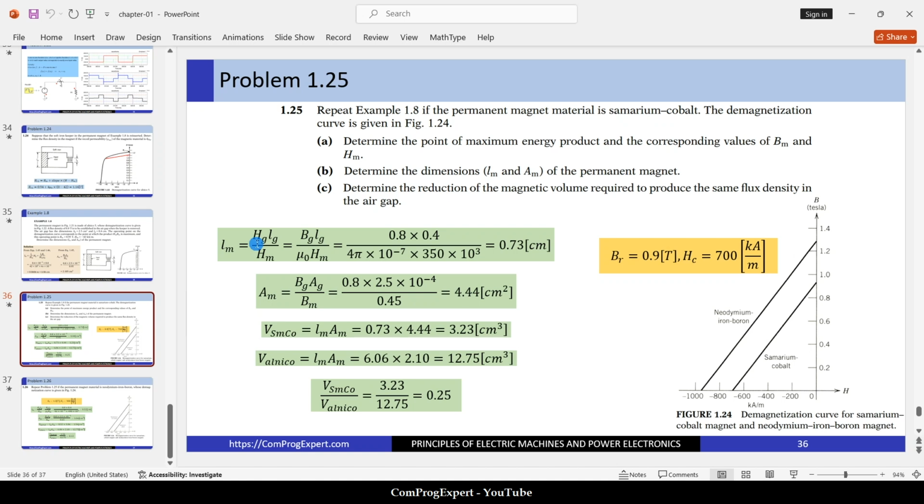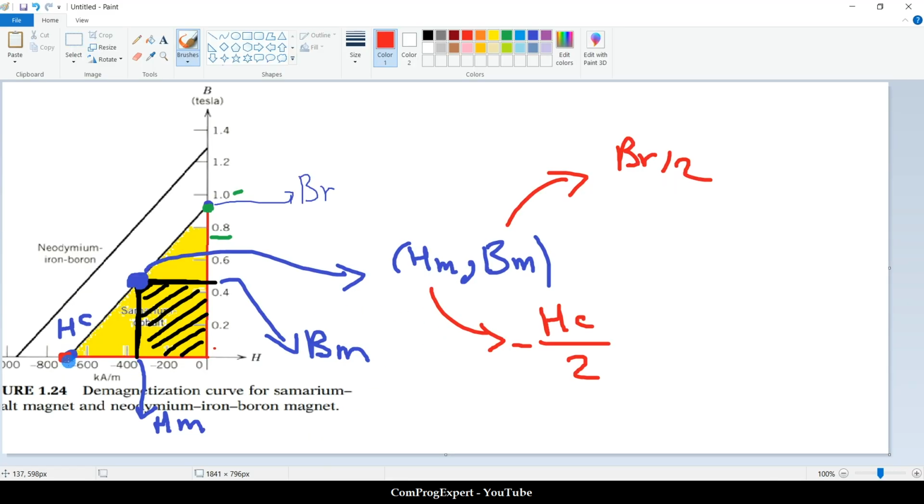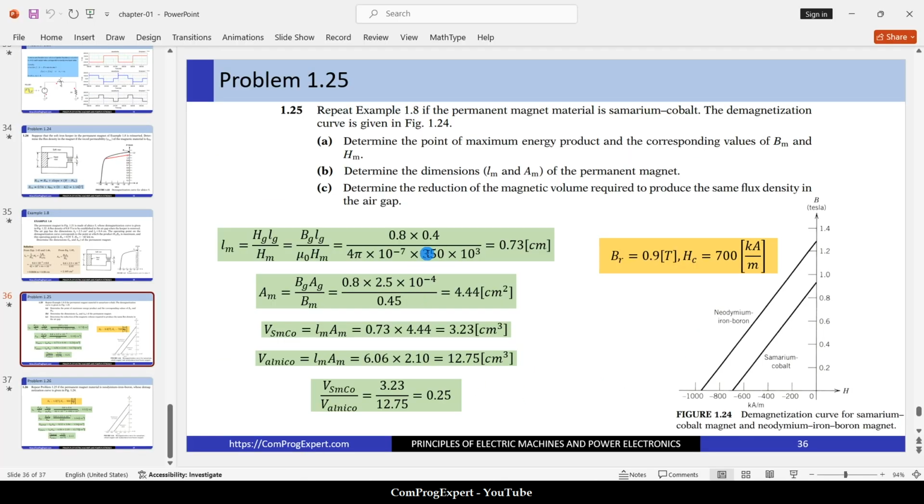So we consider B gap divided by mu 0 instead of H gap. And what is the desired value of the B gap? 0.8 Tesla. This is the mu 0. What is the value of HM in this case? Because we considered HC equal to 700, the value of HM will be equal to 350. Okay, so we replace this number 350 times 1E3, that is in actually kiloampere per meter.